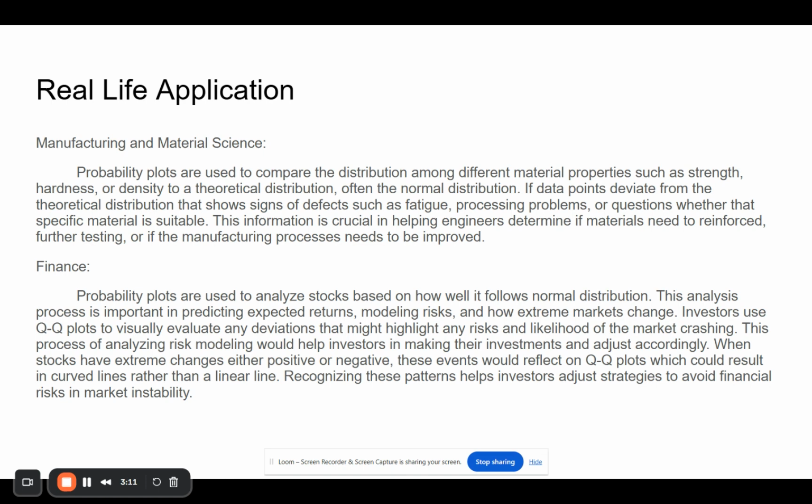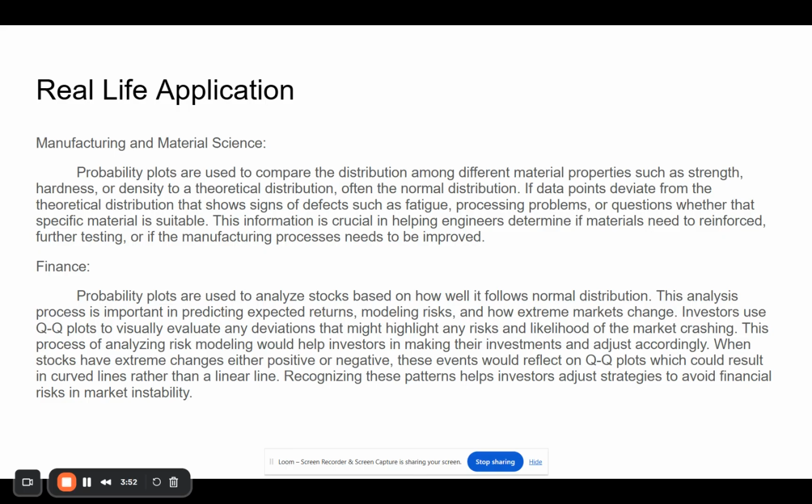So, some places that we see this being used in the real world include manufacturing and material science. We see this where probability plots can be used to analyze the distribution of material properties, for example, tensile strength, hardness, or density. For example, if a batch of steel rods is expected to have a normal distribution of tensile strength, a QQ plot can help engineers see if data follows that expected pattern.